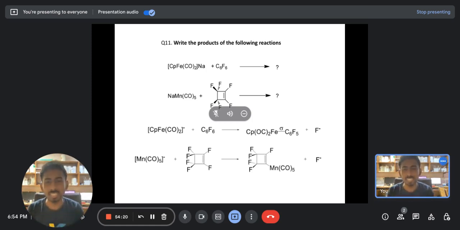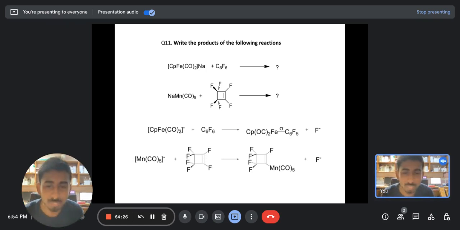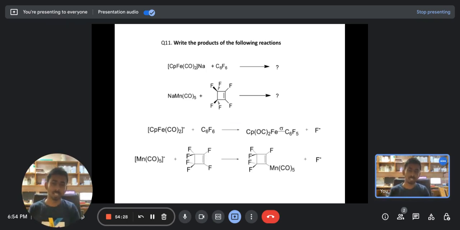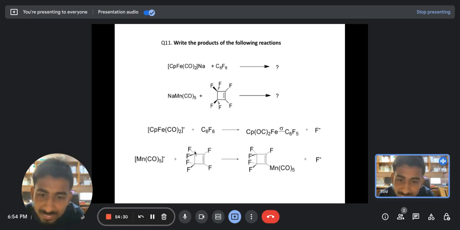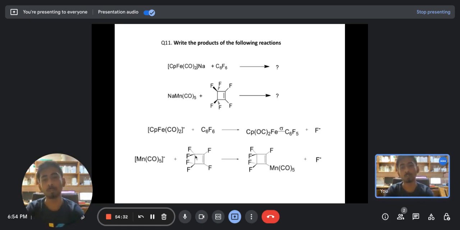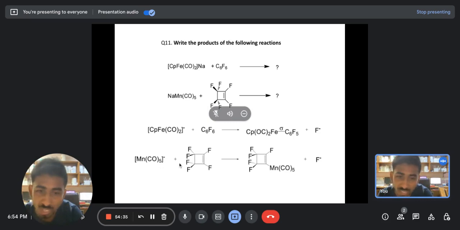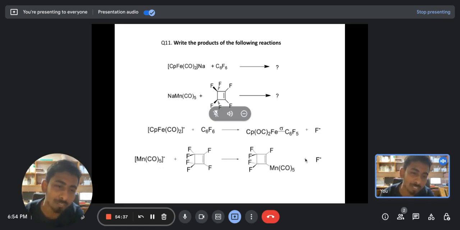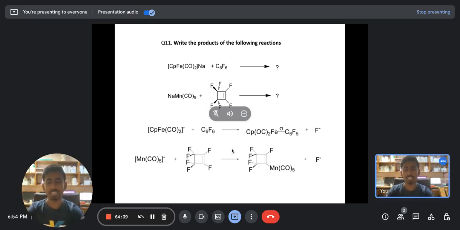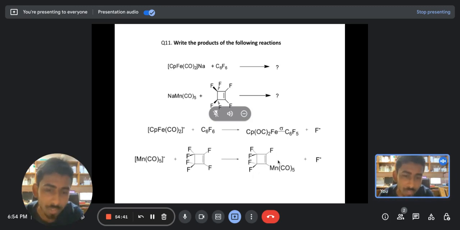That's why the percent s character is 25. But in this case the carbon is sp2, that is more electronegative, 33% s character. That's why this carbon is less electronegative, that is more electropositive. So Mn(CO)5 minus will attack on this carbon, and one of the fluorine atoms will get eliminated as sodium fluoride, that is NaF, and we are again getting the RF-TM compound.